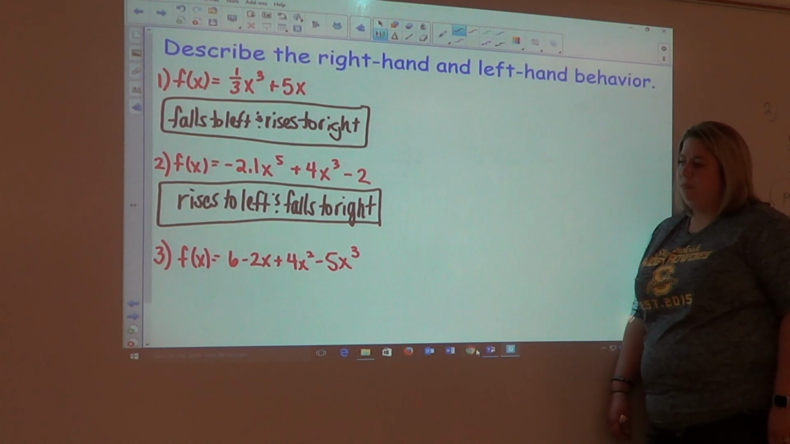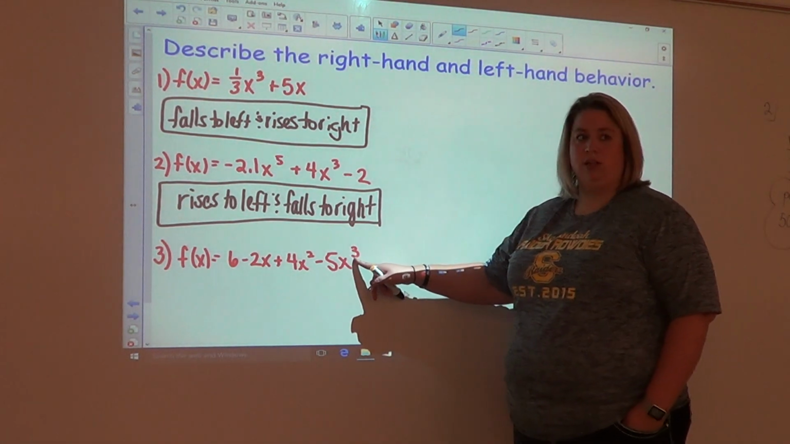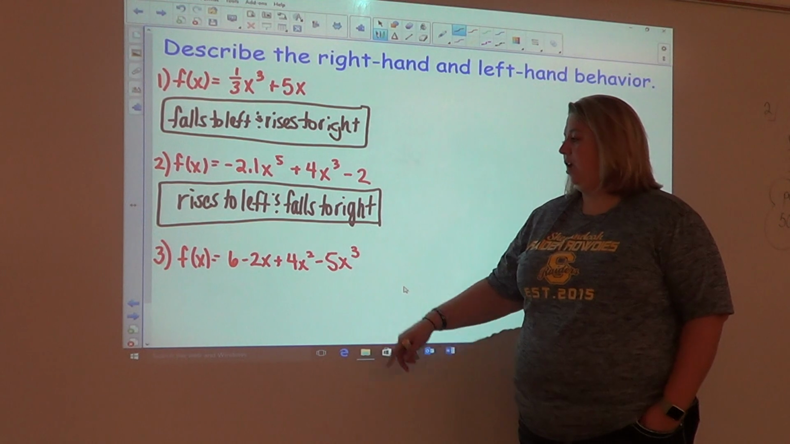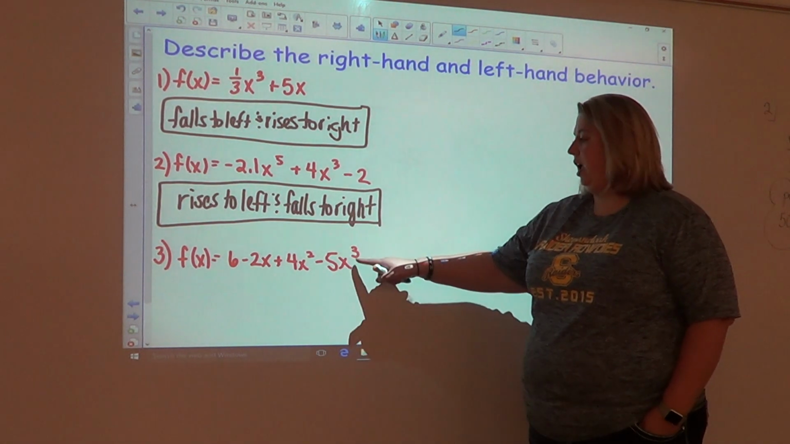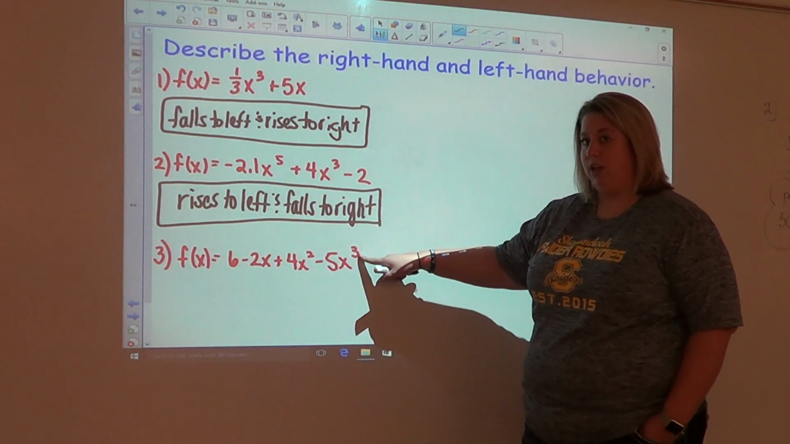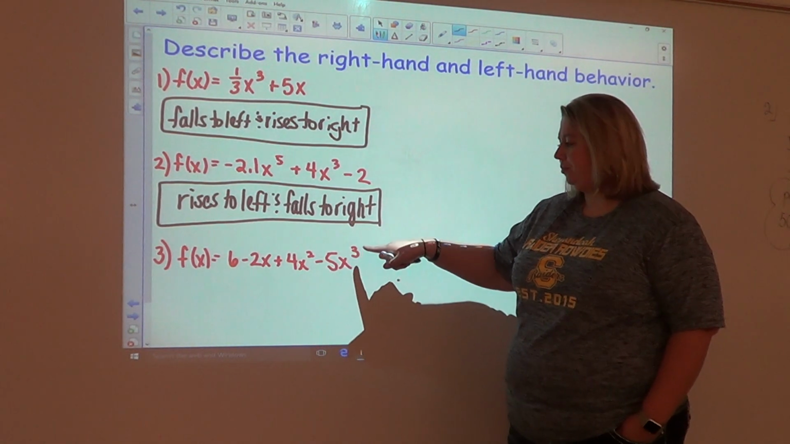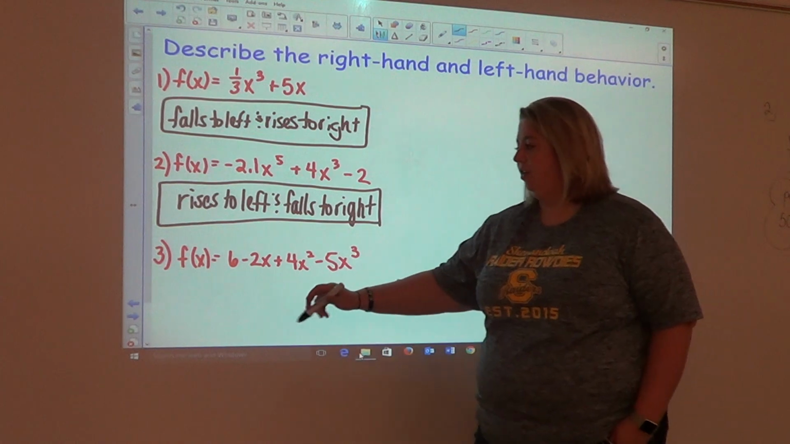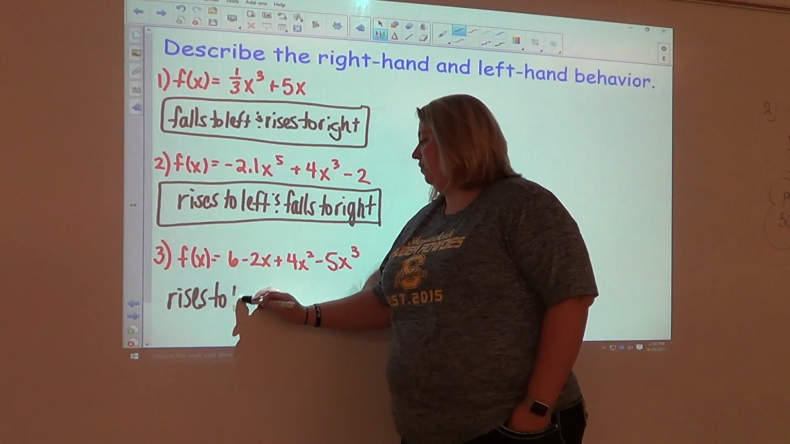Okay, last one. What's the degree? 3. Okay, it might not always be in the right order, so you have to find the one with the highest exponent. So we're at 3. 3 is odd. Is it positive or negative leading coefficient? Negative. I know this number is positive, but you look at the number with the degree, which is right in front of this, and it's negative. So odd and negative means it rises to the left and falls to the right.